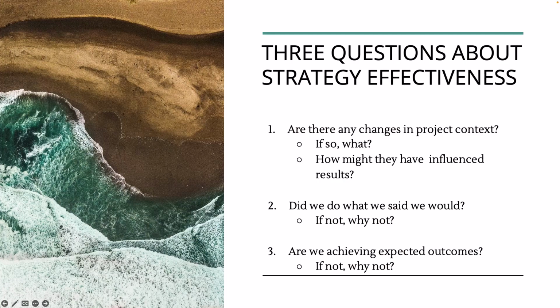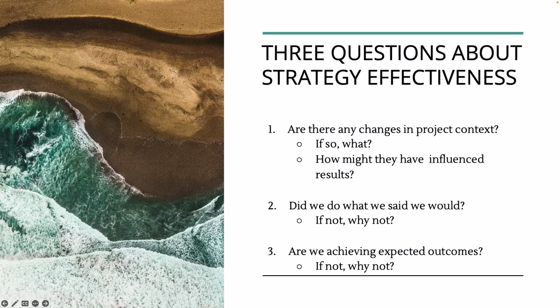Okay, let's get started by looking at the different types of project data you'll need to assess the effectiveness of your strategy. There are three main types of monitoring questions that you and your team should ask when assessing effectiveness of your strategies. First, have there been any changes in context? And if so, what? And how might these changes have influenced your observed results? And how should they be considered in your project design going forward? Secondly, did we do what we said we would to implement our planned activities? If not, why not? And third, are we achieving the expected outcomes? And if not, why not?